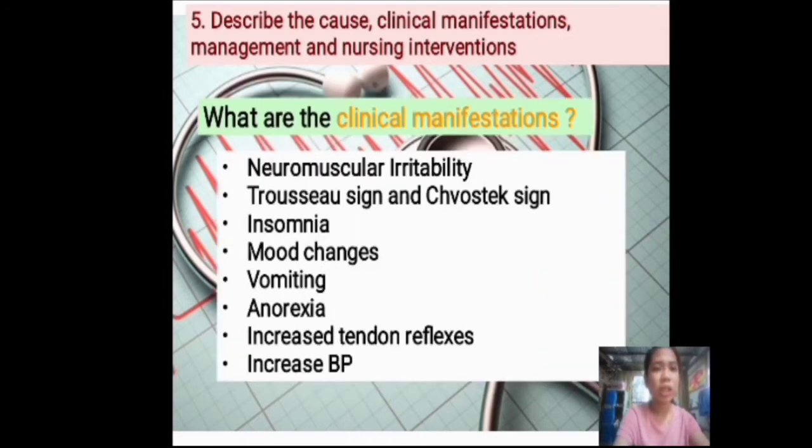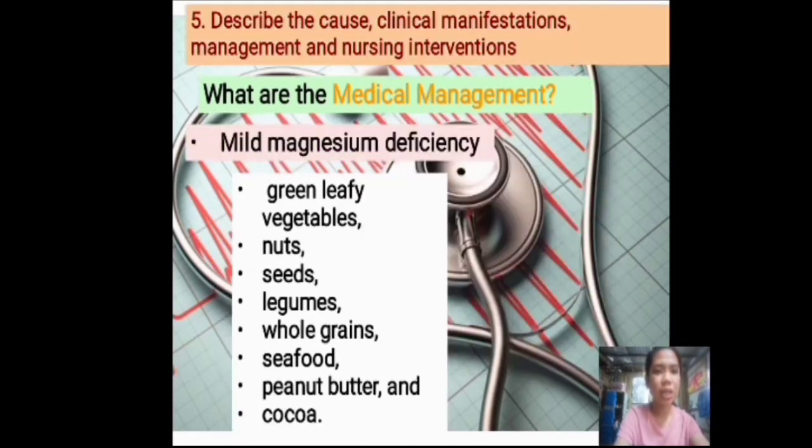So, what are the clinical manifestations, or the signs and symptoms that can be seen in the patient with this kind of electrolyte imbalance? Number 1 is neuromuscular irritability, Trousseau sign and Chvostek sign, which is the involuntary contraction of the muscles of the wrist and hands and the cheek of the patient. Next is insomnia, mood changes, vomiting, anorexia, increased tendon reflexes, and increase in BP.